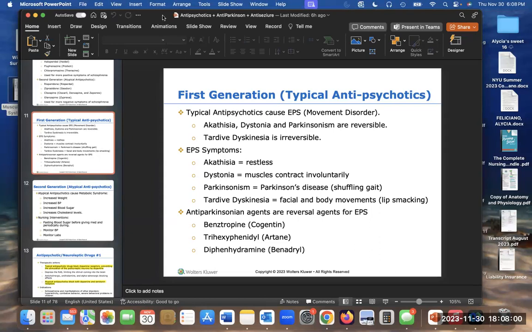And I want you to know that because when you are on an exam, it might ask you, a patient is taking a typical antipsychotic like haloperidol, or they might just say haloperidol, and they're experiencing extrapyramidal symptoms. Which drug can the nurse give to help reverse the extrapyramidal symptoms, right? You would need to be able to know these three. One of them will be the answer.